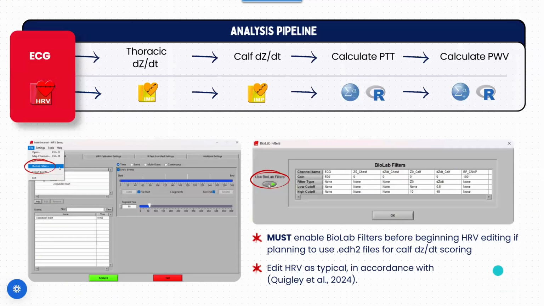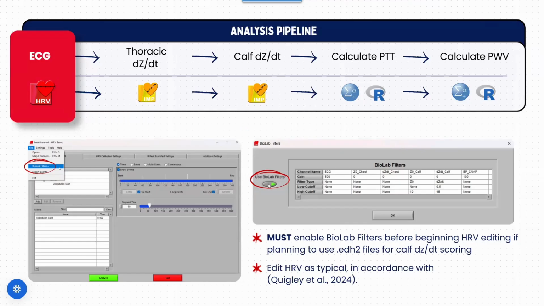So after we have collected all of our data in BioLab, our analysis pipeline is going to begin. And again, this is where we're going to follow step by step in order to eventually get to our pulse wave calculation. So a few things are going to be different from your typical analysis pipeline that I wanted to highlight, as far as these extra steps if you're interested in collecting pulse wave.